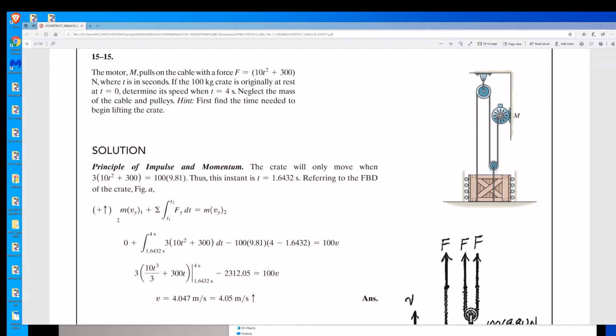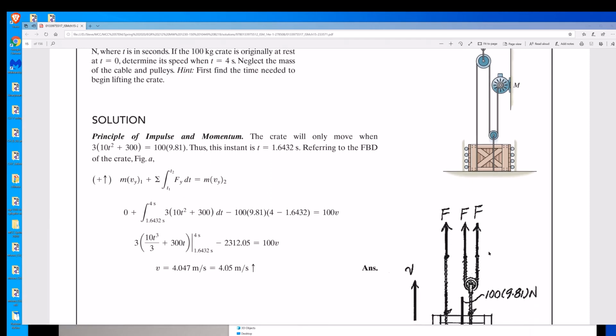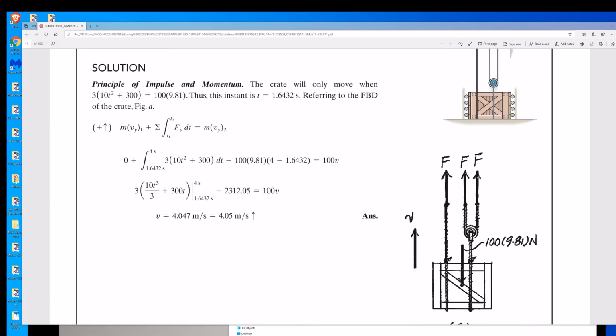Like I said, this is 0 to start with. And now this gives us a range of time equal to mass times velocity. In this case, he just defined it in the y direction. All you have to do is plug in for those times: t1 is 1.6432, and t2 is 4 seconds. Perform the integration. Of course, there are two parts to this force: the force going up and the force due to gravity going down. So that's this part right here.